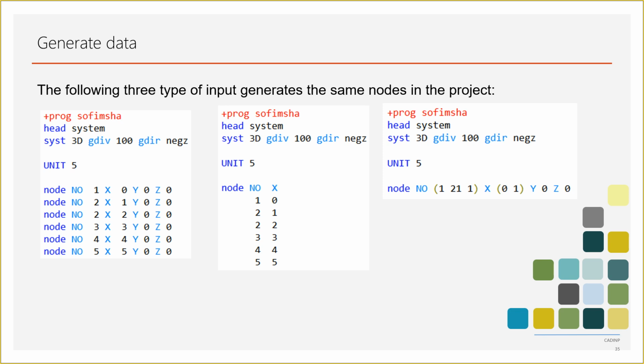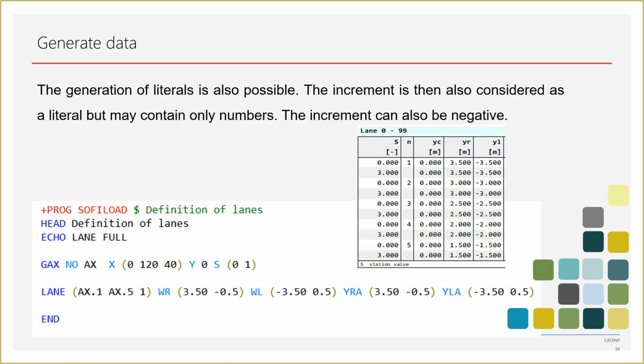It can be used only once per record, however, in any position, or better to say, item in the record. The corresponding secondary generation instruction can be defined for every item. The generation of literals is also possible. The increment is then also considered as a literal, but may contain only numbers. The increment can also be negative.